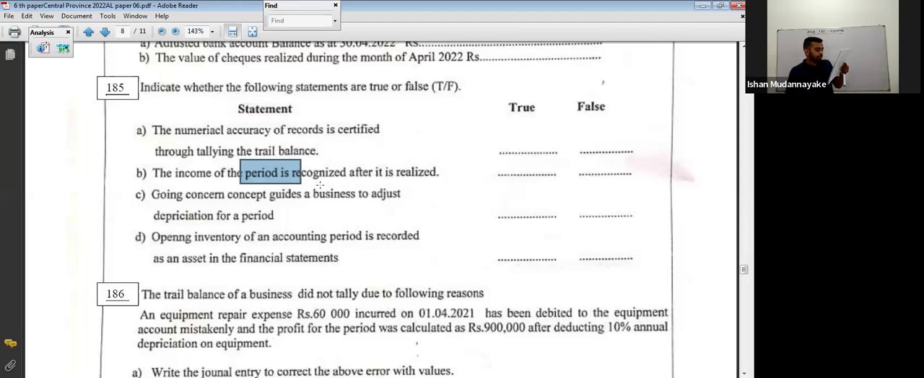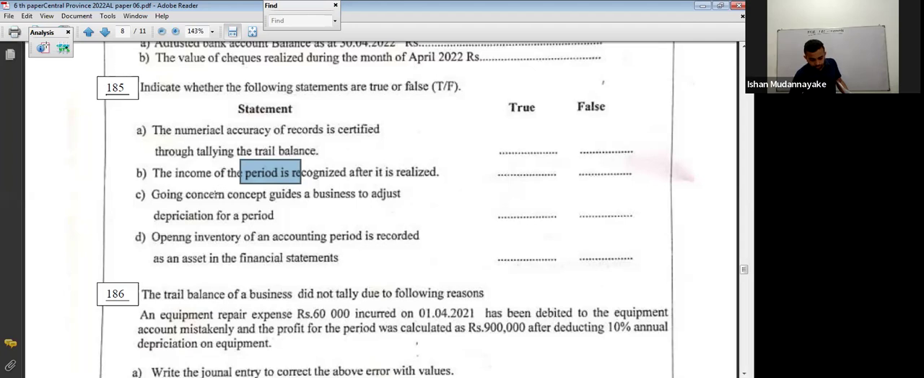C. Going concern concept guides a business to adjust depreciation for a period. True or false? Based on the going concern concept, we make accumulated depreciation in the statement of financial position. Based on the matching concept, we adjust depreciation to the profit or loss statement. Here, going concern concept guides a business to adjust depreciation for a period. Yes, we can accept that.